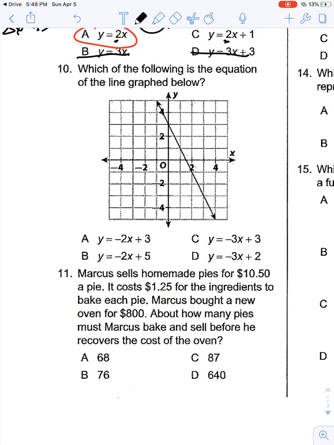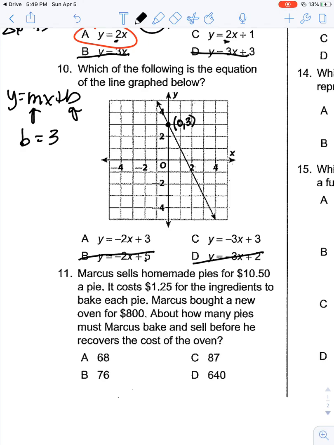Which of the following is the equation of the line graph below? Well, remember again that a line is y equals mx plus b, where m is the slope and b is the y-intercept. So let's look for the y-intercept first. First of all, this line goes through the y-intercept of (0, 3). So the b is equal to 3. So anything that's adding 3 is going to be possible. So it could be A, it could be C, it could not be B, and it could not be D, because they're adding 5 and 2.